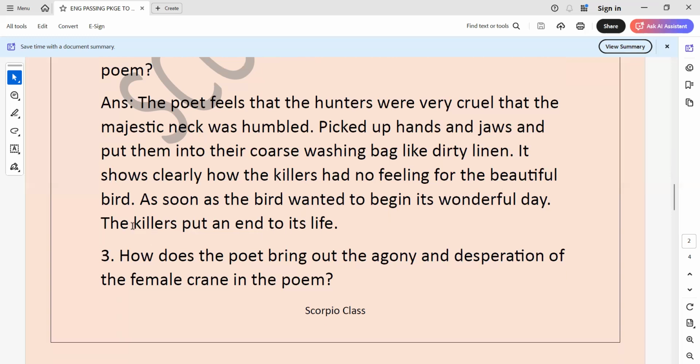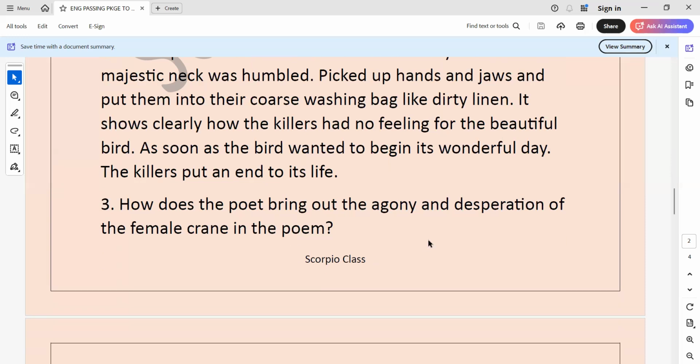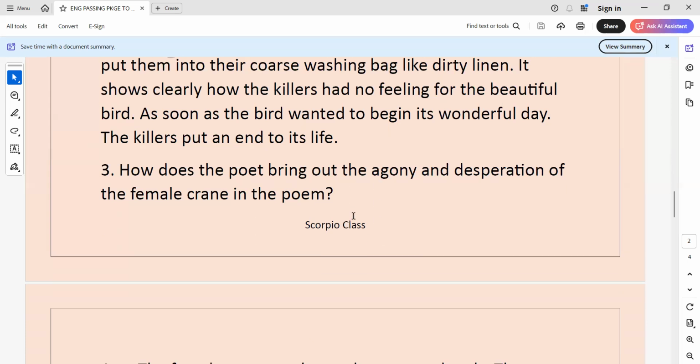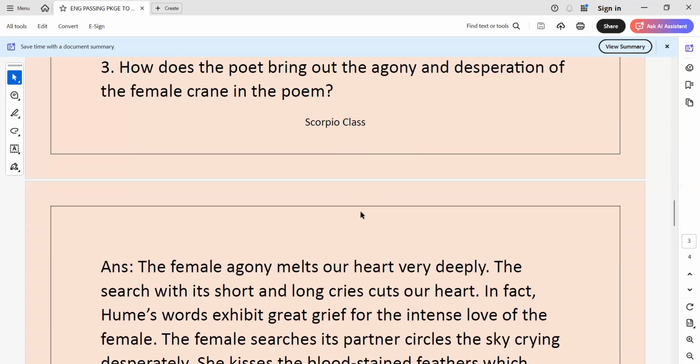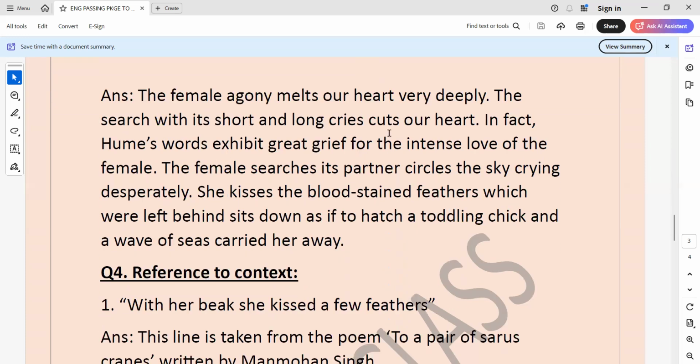Okay, moving to third question. How does the poet bring out the agony and desperation of the female crane in the poem? Agony is the pain. Okay, meaning is pain. Let's see the answer. The female's agony melts our heart very deeply. The search with its short and long cries cuts our heart. In fact, Hume's words exhibit great grief for the intense love of the female.